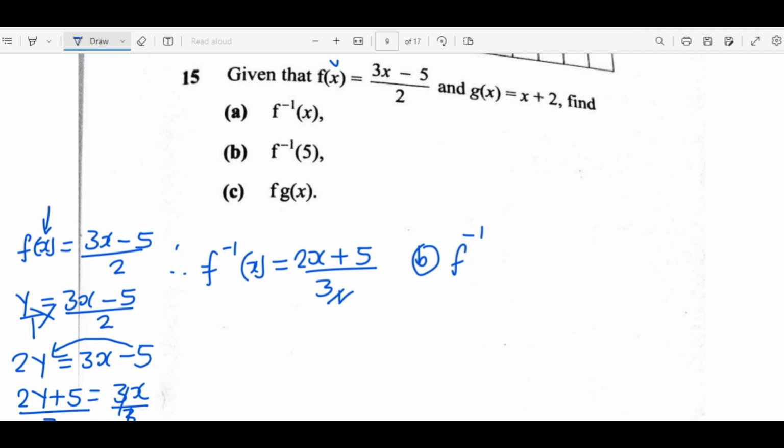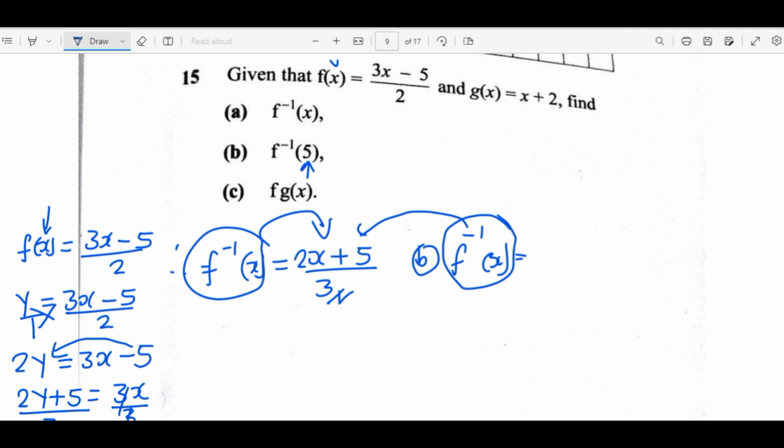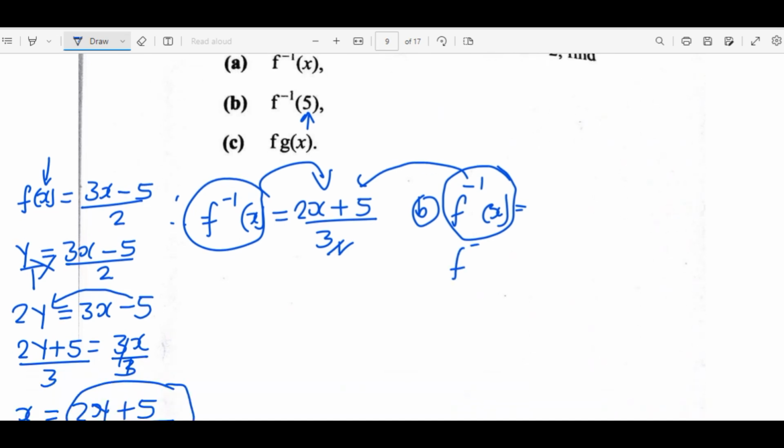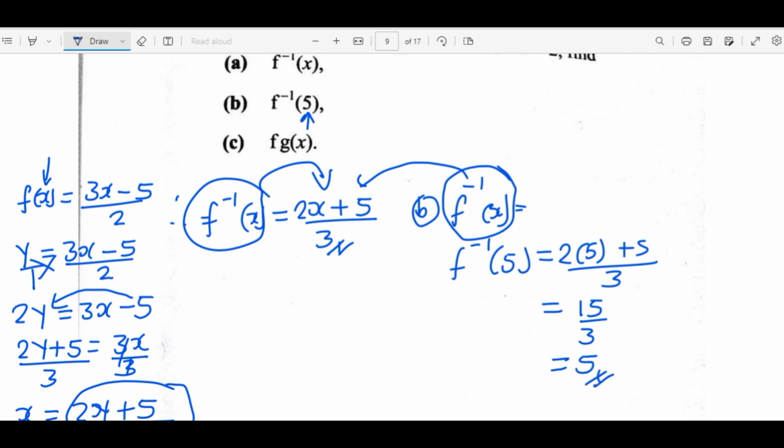For b, let's first do this. So f inverse of 5, so let's say here we put x. Now, do we have this? Yes, we have it. This one is equal to this one. So it means the expression that we have formed for the inverse of f of x is the one that we are going to use to find the actual numerical value. So where there is x, we have 5. From the expression, we need to substitute x with 5. 2 times 5 is 10, plus 5, that is 15 over 3. 3 into 15 is 5.